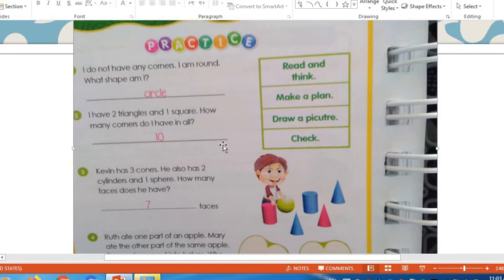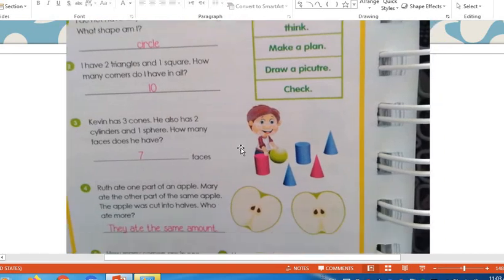If you draw two triangles and one square and count the corners: in each triangle I have three, so for two triangles, 1, 2, 3, 4, 5, 6. And the square, I know the square has how many corners? 1, 2, 3, and 4. 4 and 6 is 10. So by drawing pictures or tables in math, it makes the problem much easier.